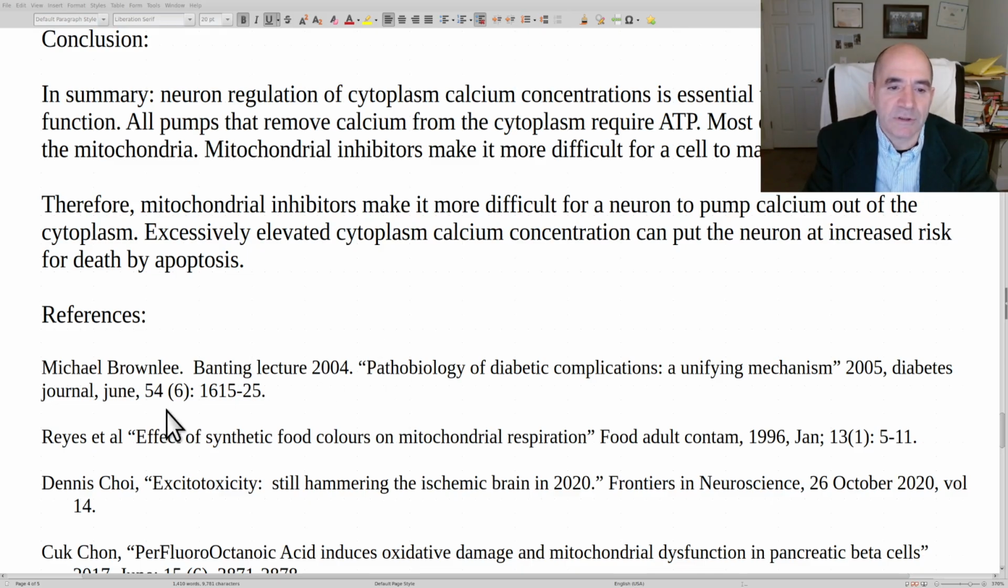Okay, here's some references. This is the Michael Brownlee paper, the best paper ever written about diabetes, showing how fat inhibits electron transport, especially complex 3. Here's a paper showing how synthetic food dyes inhibit mitochondria. This guy did a lot of the pioneering research on excitotoxicity, Dennis Choi, he's interviewed on some videos. The Mark Madsen podcast has interviews with him, and he's good.